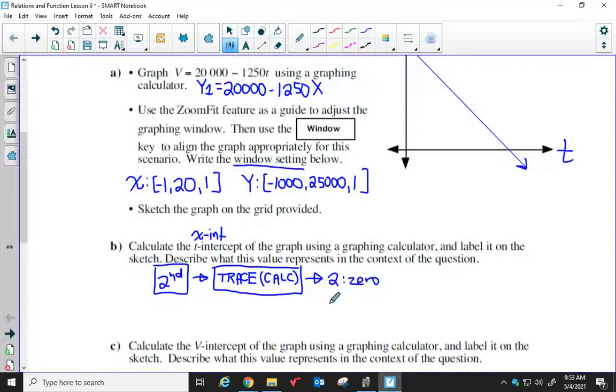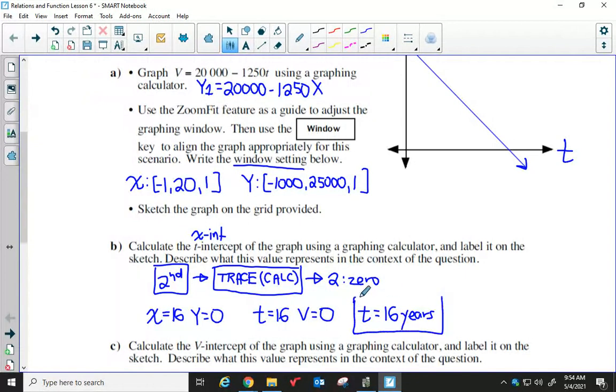So let's go back and label that now. So we have X is 16, Y is 0. But let's use the actual correct variables. It's not X, it's T. So you'd have T would be 16. And then you'd have V would be equal to 0. Okay, and let's write down the units here. So T would be 16, and time is in years. All right, let's box that.